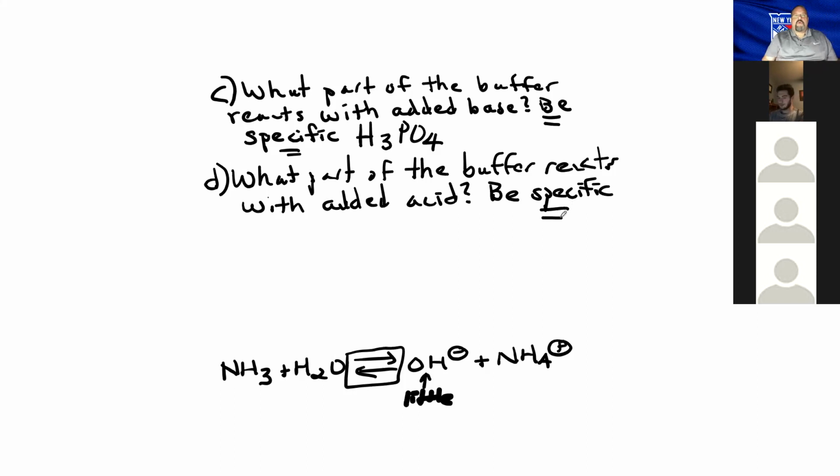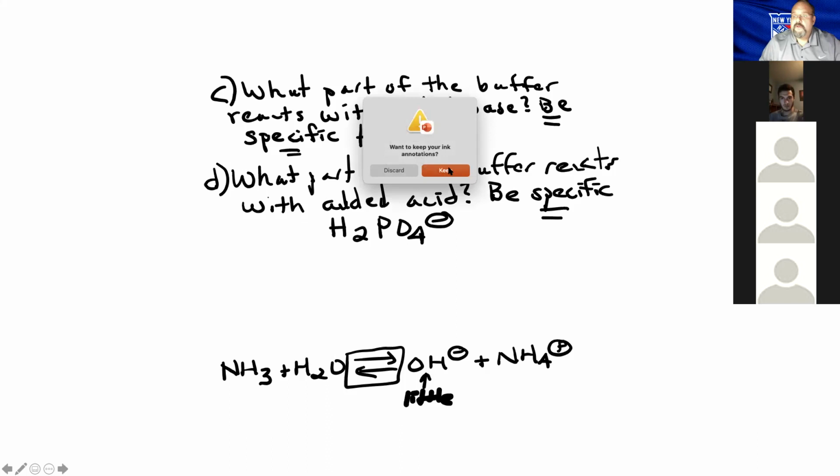Okay. So in general, what part of a buffer is going to react with added acid? It's going to be the base part of the buffer. But again, we want you to be specific. So what's the base part of the buffer here? The base part of the buffer is the H2PO4 minus. That's the base part of the buffer. So, future reference.